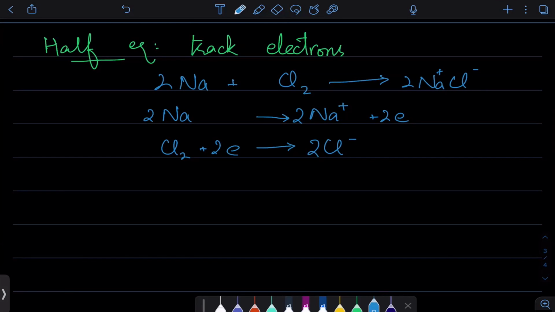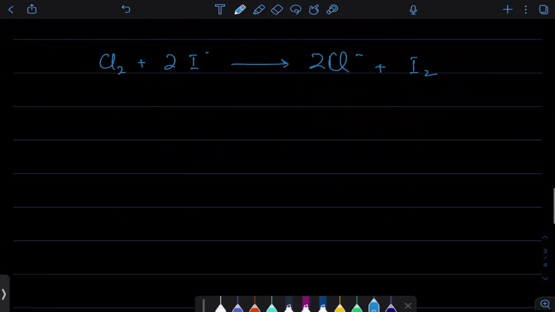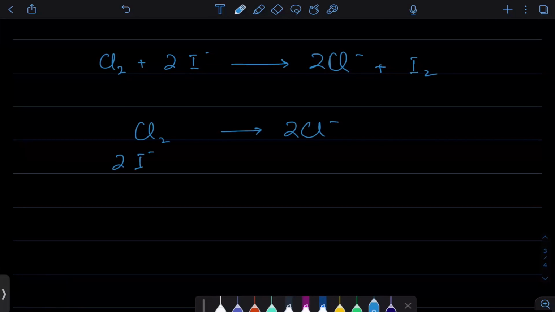This is a half equation method. I'll give you a simple example. Try to do this one. Write the 2 half equations, balance them in terms of electrons. So it will be chlorine, arrow, chloride ions plus 2 electrons. Good. And the second one would be 2 iodide ions plus 2 electrons, then arrow, then iodine.